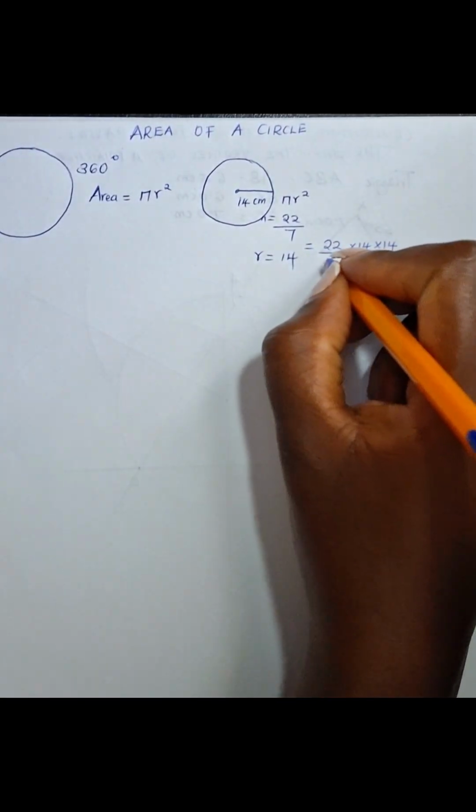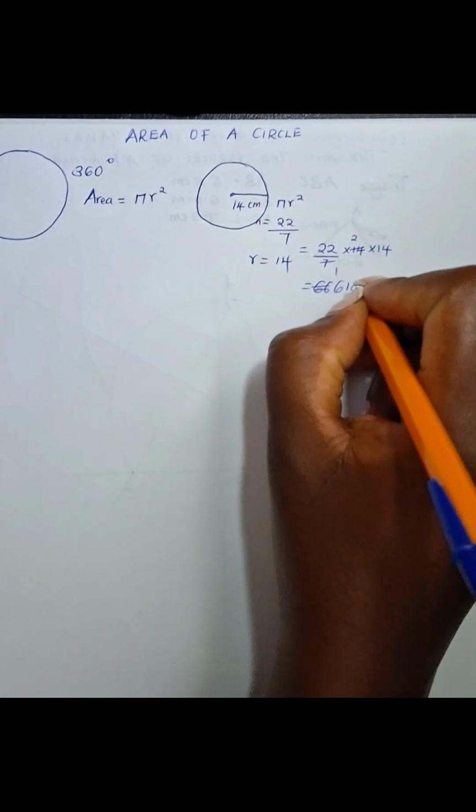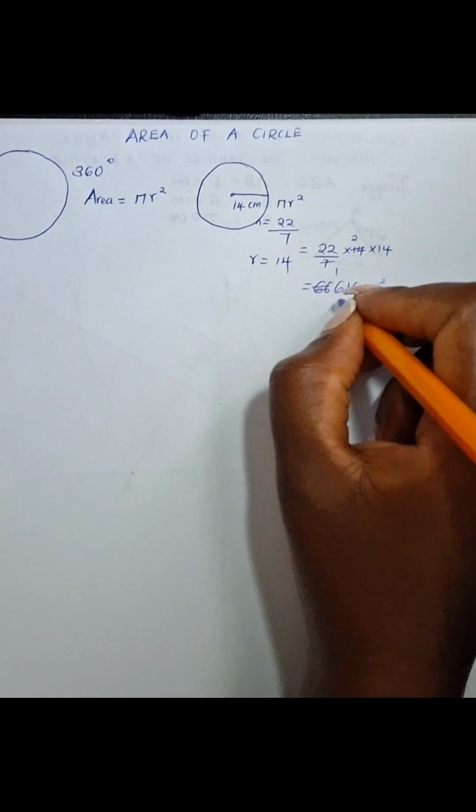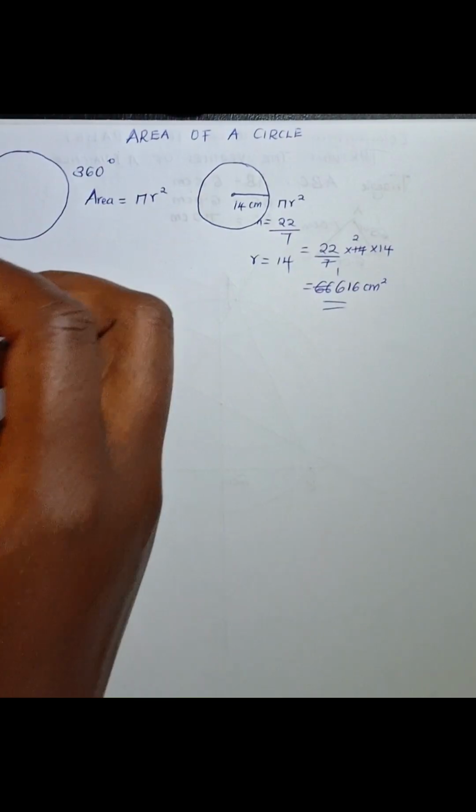If you divide by 7, 1 by 7, 2. So in your calculator, input 22 times 2 times 14. You'll get 616 centimeters squared. That is how you find an area. The area of a circle is that simple.